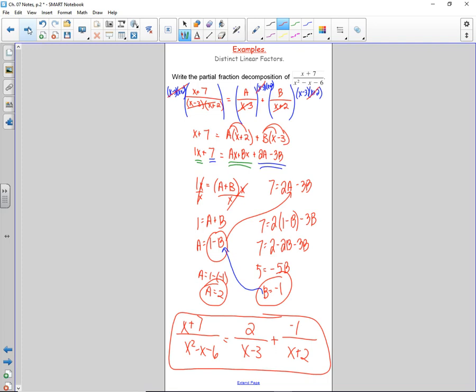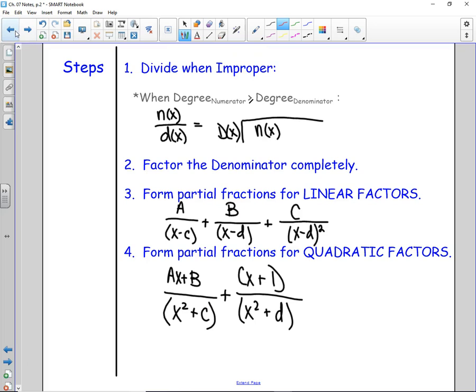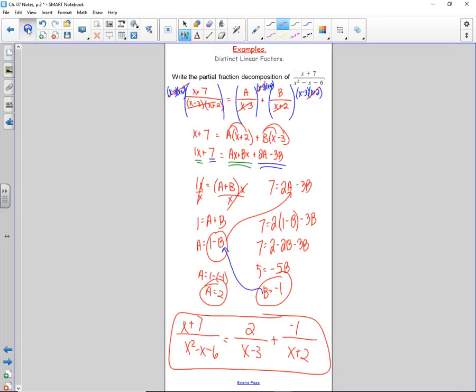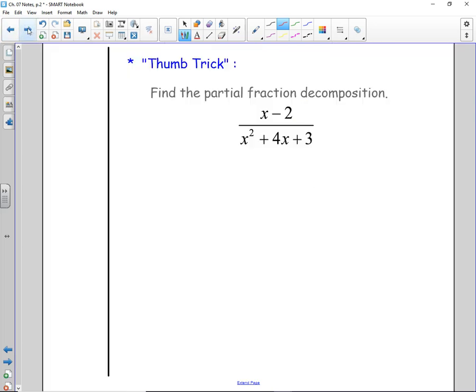But there is a really cool shortcut for the simplest types of problems like the one you just saw. There are 2 little baby linear factors. All you're missing is an A and a B. There's none of this crazy more than one fraction with the same denominator, none of this ax plus b numerator stuff. If you just have very simple linear factors that are not shared at all, there is a cool trick, and it's called the thumb trick.